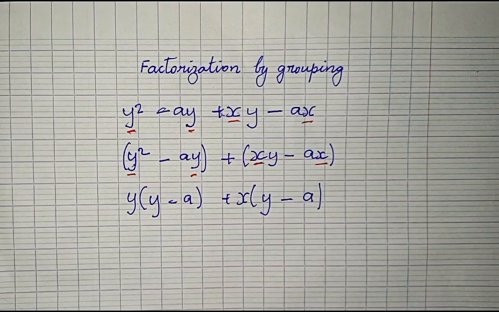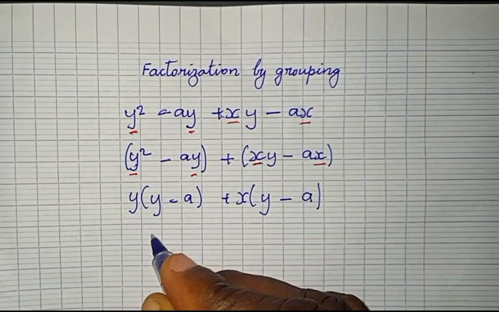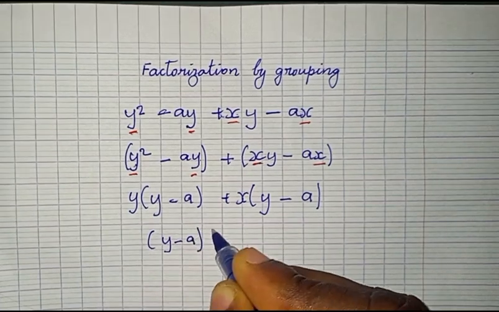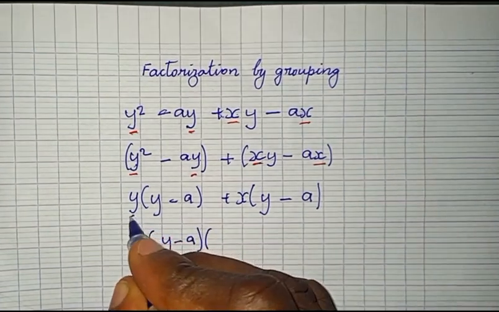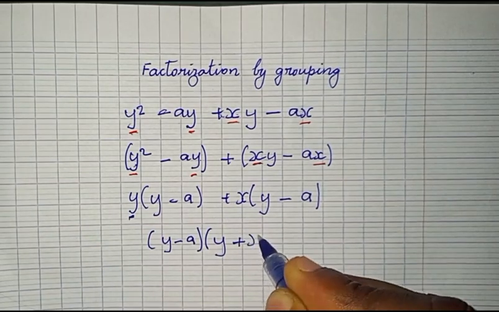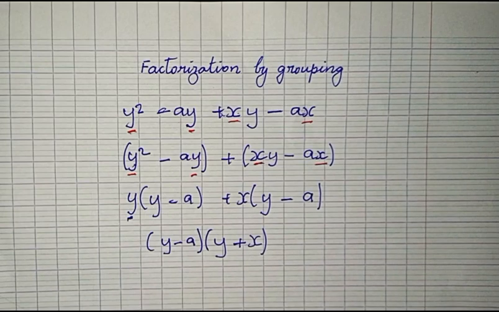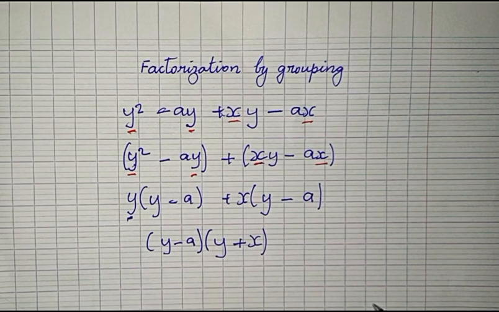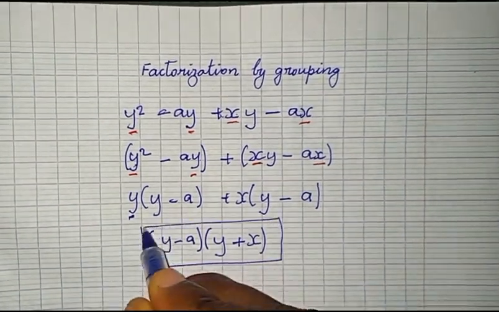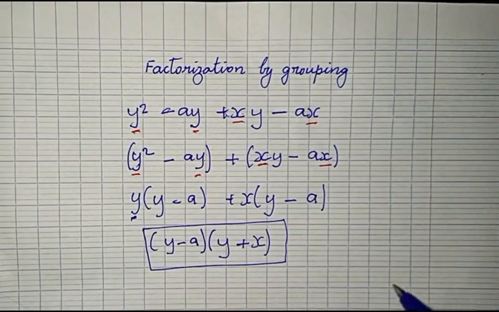So what we do next is take the common factor in the brackets, that is y minus a, and open another bracket, then I take my y and put it here, and I take my x and put it there. So I have finished factorizing it. The answer is y minus a, into bracket y plus x. So I have finished factorizing my expression.